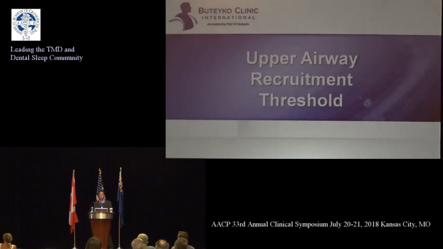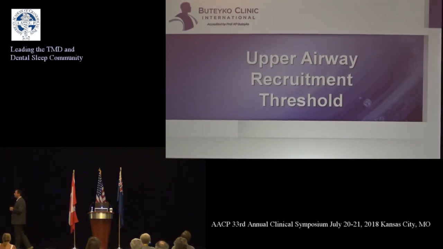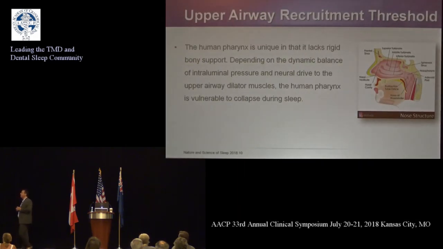The last one that I look at is upper airway recruitment threshold. How do you get the upper airway dilator muscles to work harder? The human pharynx is unique. It lacks rigid bony support. Depending on the dynamic balance of intraluminal pressure and neural drive to the upper airway dilator muscles, the human pharynx is vulnerable to collapse during sleep.